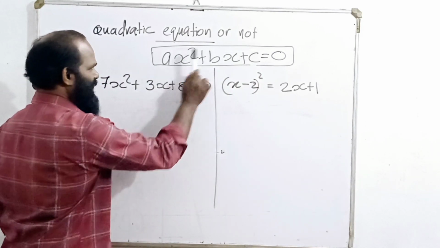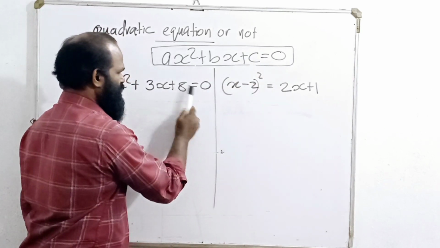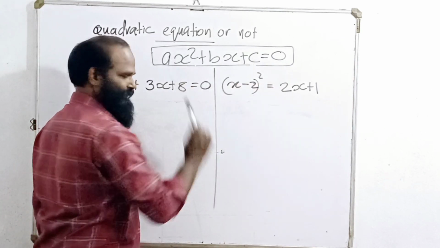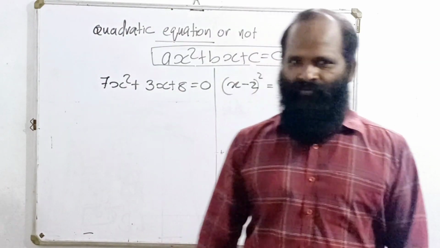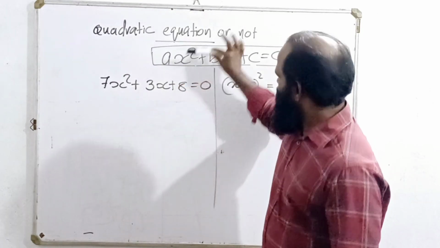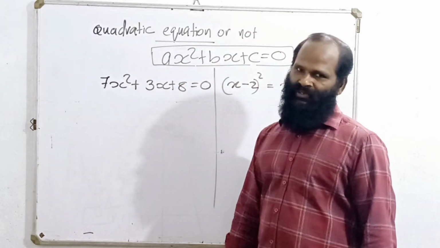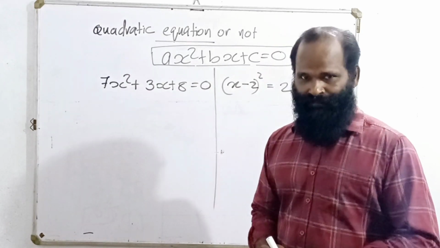This is the same as the left hand side of the standard form, and now it is equal to 0. Checking is complete. We are convinced that the given equation is the same as the standard form of the quadratic equation. Therefore, this is definitely a quadratic equation.